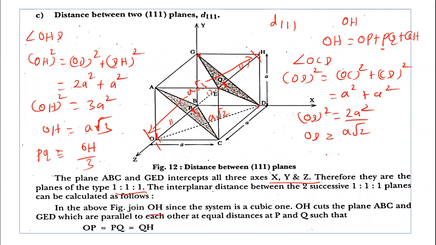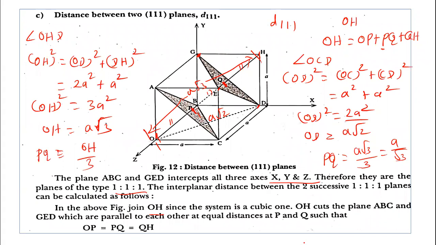Therefore PQ is equal to OH, which is A into root 3, divided by 3. So it is equal to A upon root 3. In this way we are getting the interplanar distance.